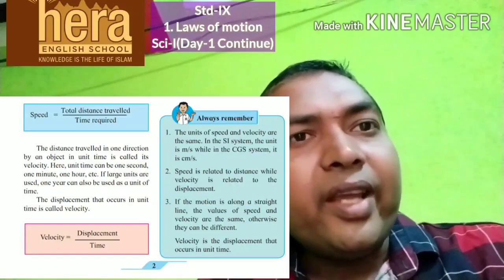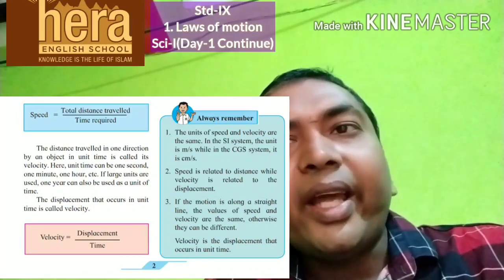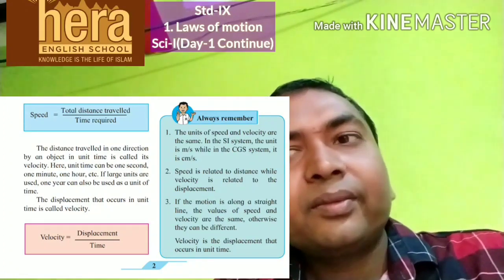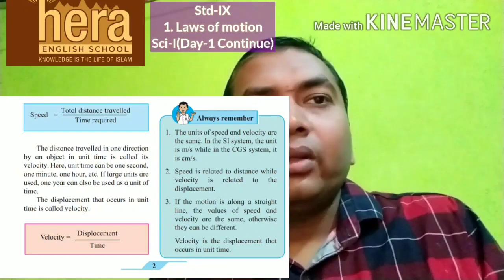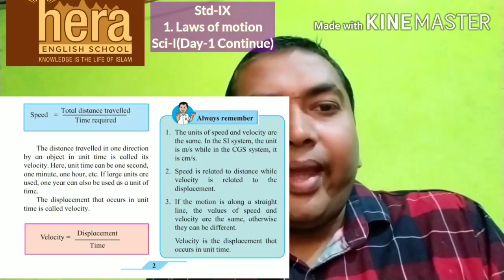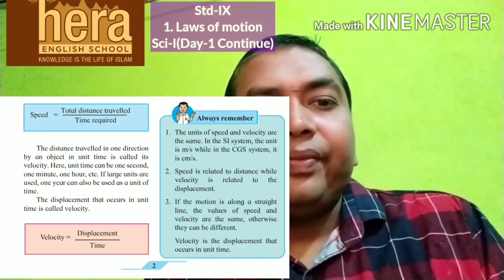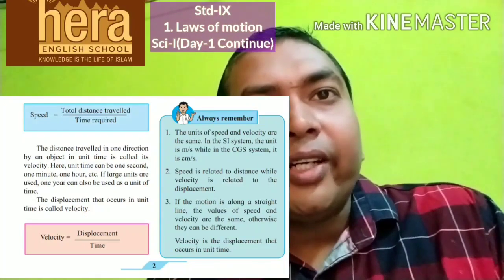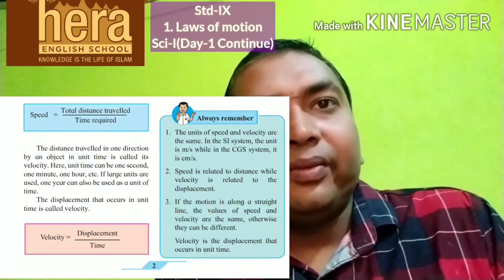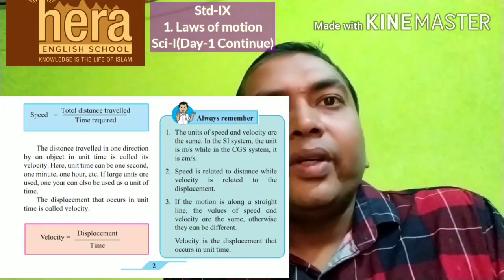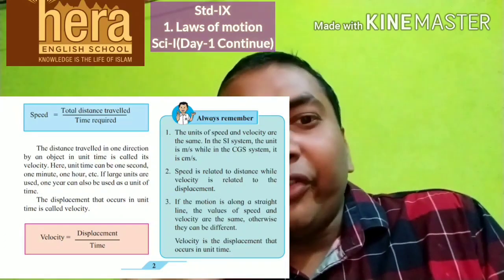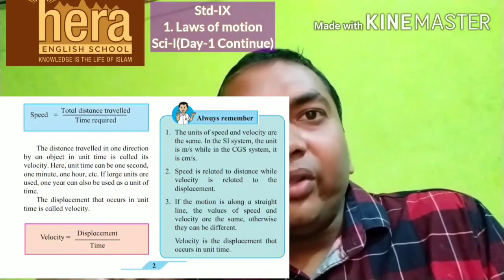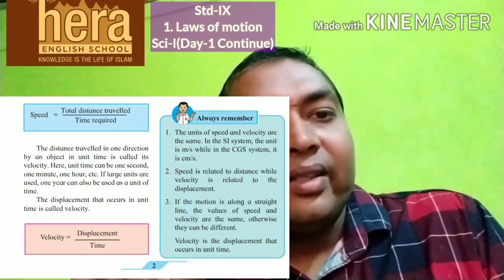Now the next concept is speed and velocity. Speed is defined as total distance traveled per unit time. It means if you divide total distance by total time, then it gives speed.